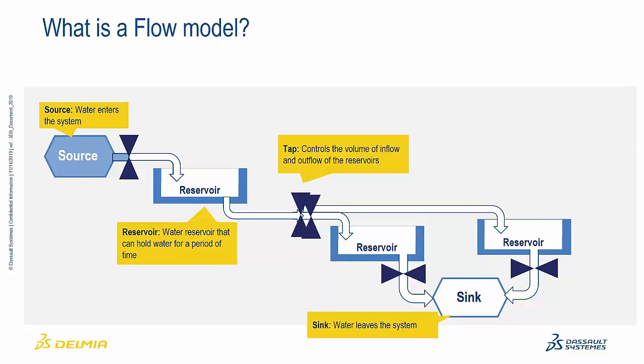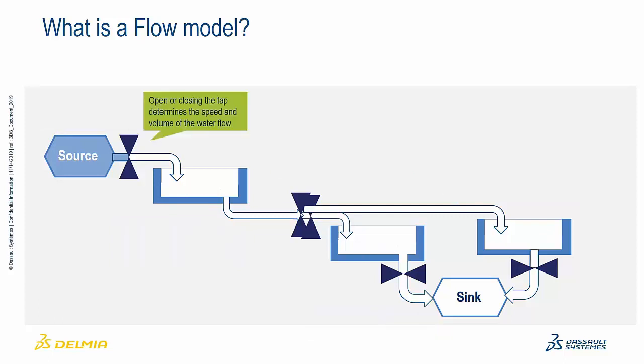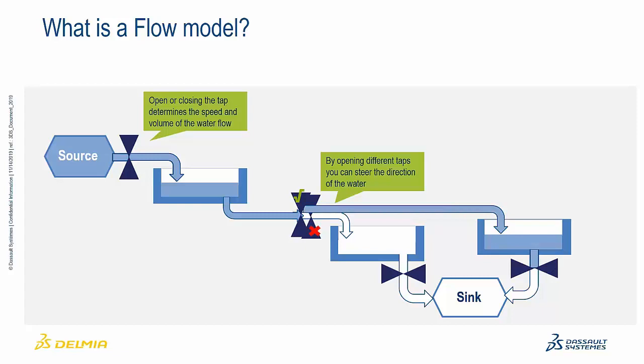So the more open I make the tap, the more water goes through it and will therefore increase the inflow of water in the next reservoir. And then we have pipes in the system that control where the water goes to. So we have this water system. Now let's see what we can do with it. We can open a tap and then water starts to pour into the first reservoir until it hits the next tap. And here we have a choice of which tap to open to steer the water into a certain direction.